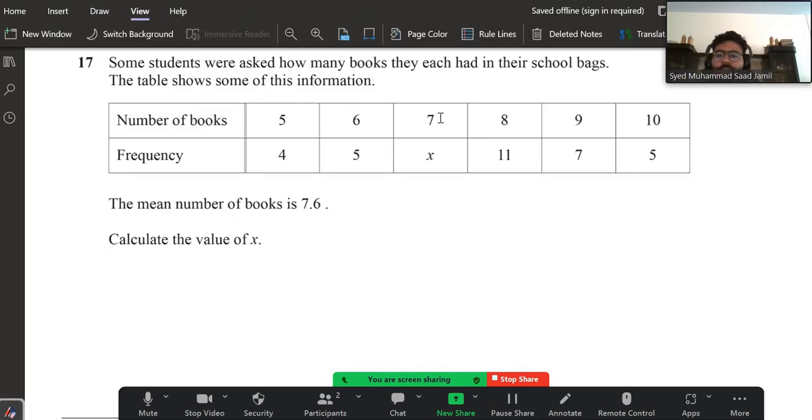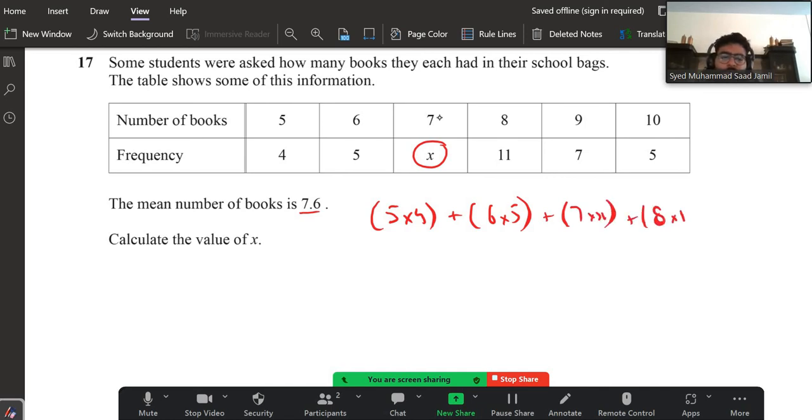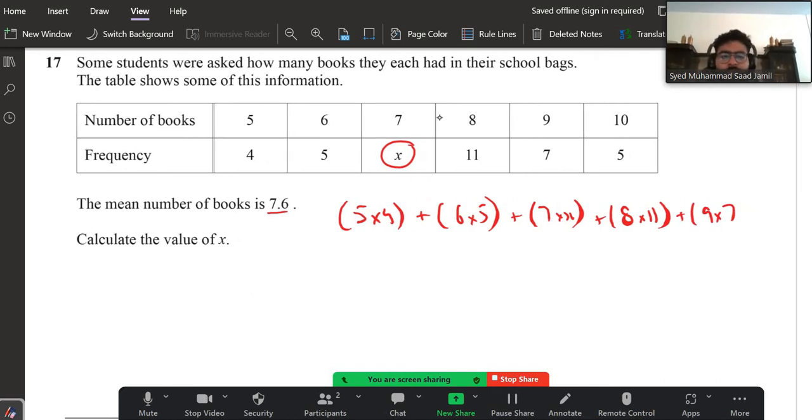Moving on to question 17, it says some students were asked how many books they each had in their school bags. The table shows the information. The mean number of books is 7.6. Calculate the value of x. They have already told us the mean. So the way to find the mean is to multiply the number of books with the frequency and add them up. 5 multiplied by 4 plus 6 multiplied by 5 plus 7 multiplied by x plus 8 multiplied by 11 plus 9 multiplied by 7 plus 10 multiplied by 5. And then you divide it by the total frequency.